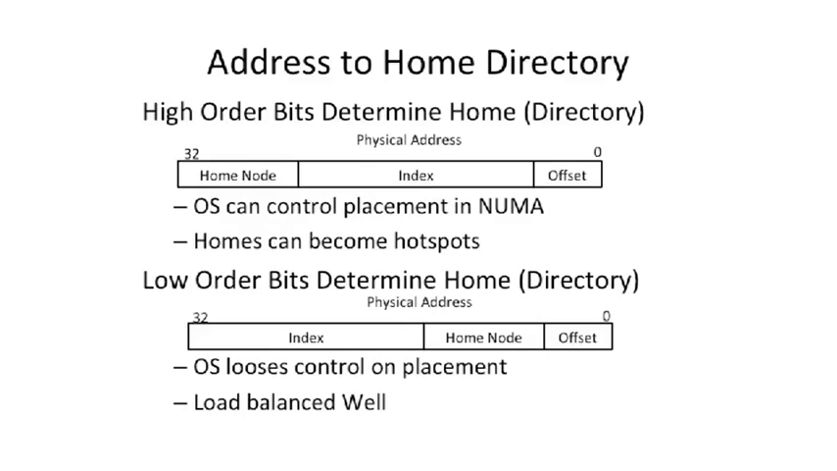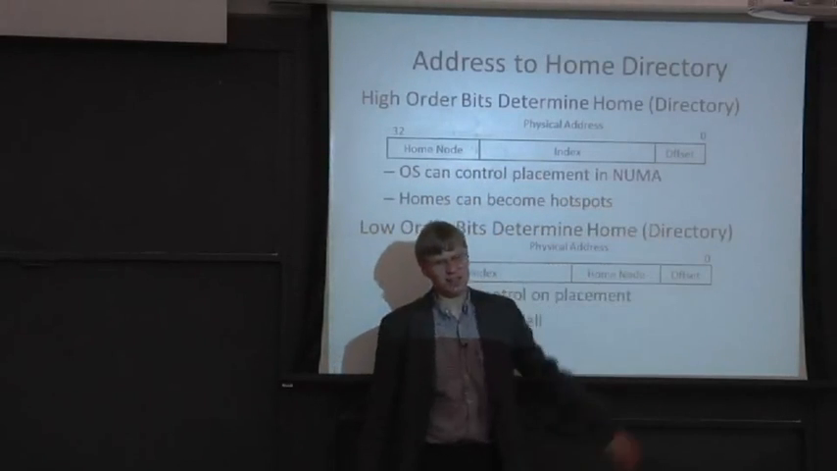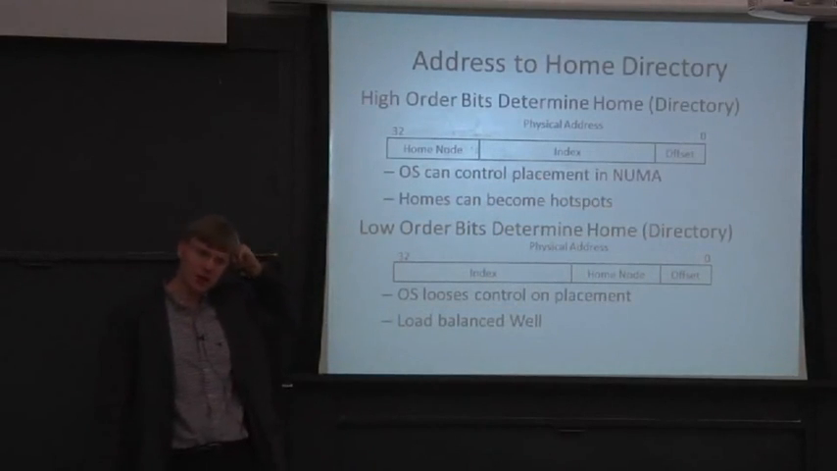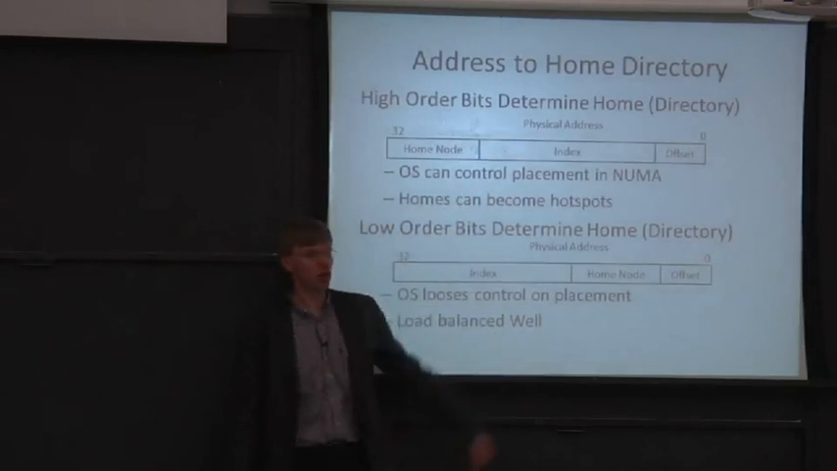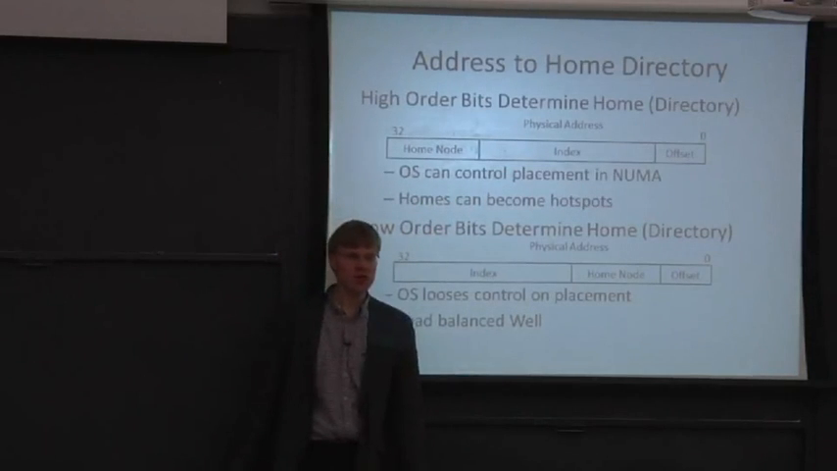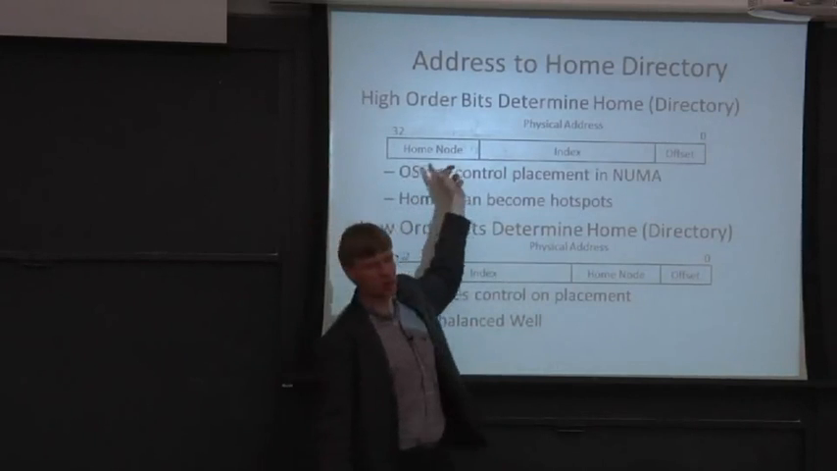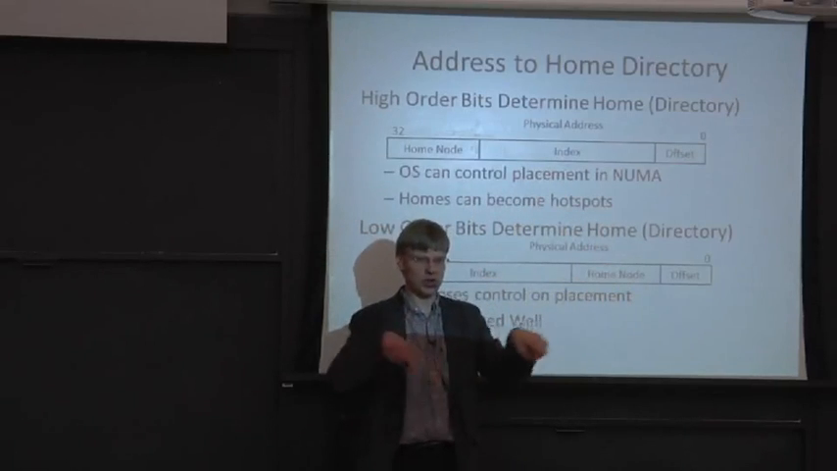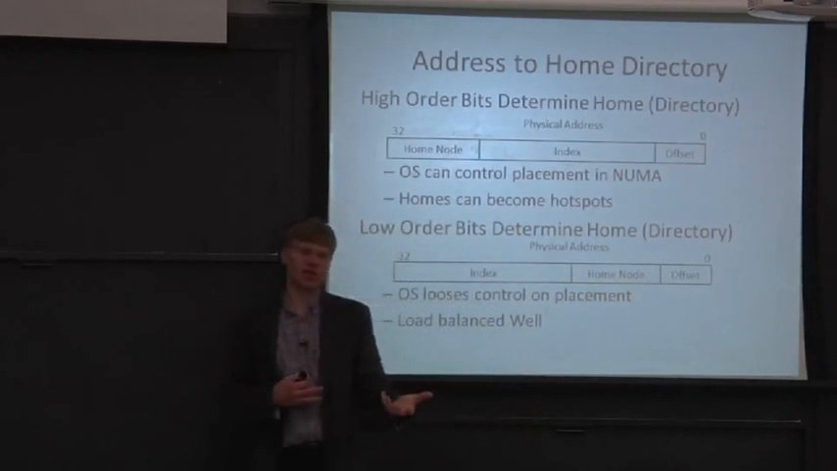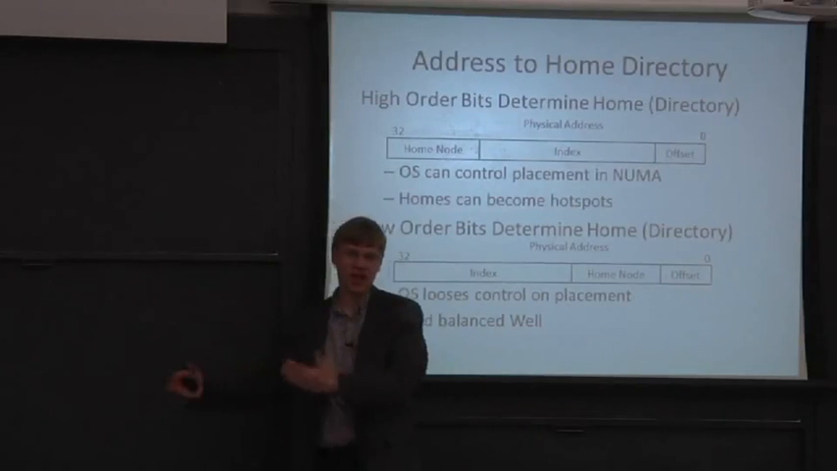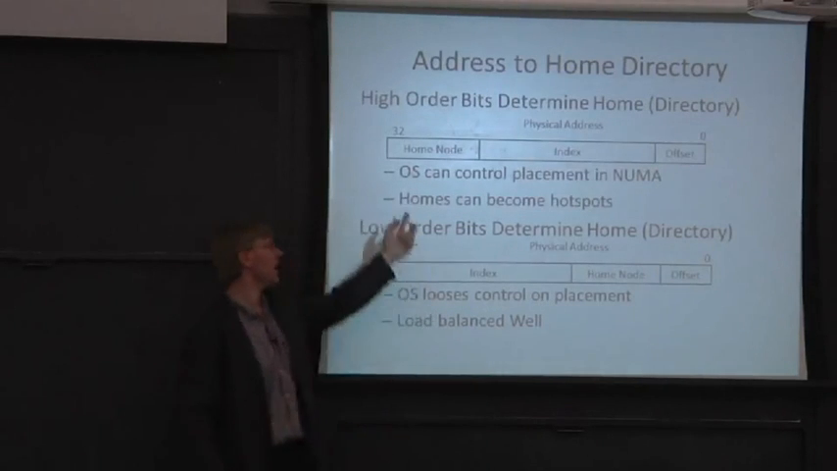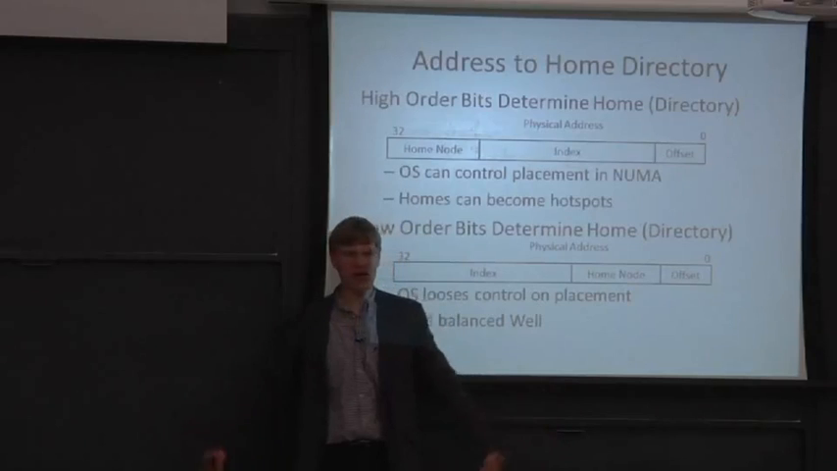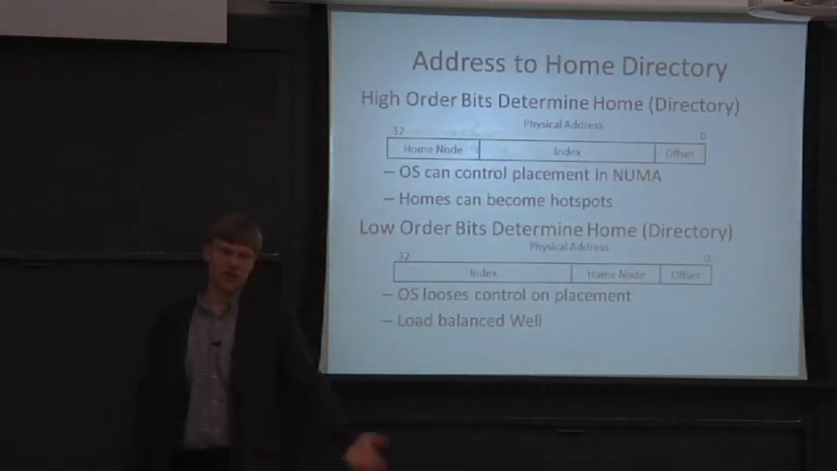Now, taking the high order bits has some benefits. Let's take a look at that. As we discussed already, in a non-uniform memory access architecture, the OS can control the placement. It can do this because based on these high order bits, you can actually determine which node or which directory in the system you're going to. So you can allocate memory, your stack, and your instruction space based on the physical address, and the OS can manage that because the OS has absolute authority over where physical addresses get doled out to.